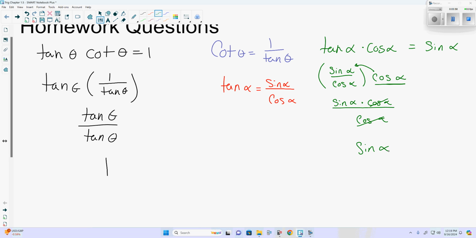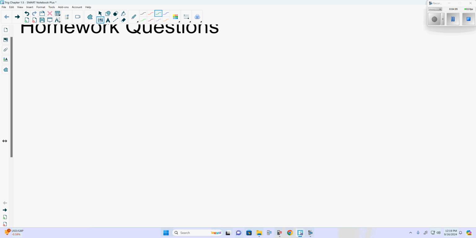Do one more. Yeah. 49. What's our starting point for 49? I've got the book right here. I didn't know if you had it out. 49. Secant plus tangent times secant minus tangent. I think that's equal to 1.